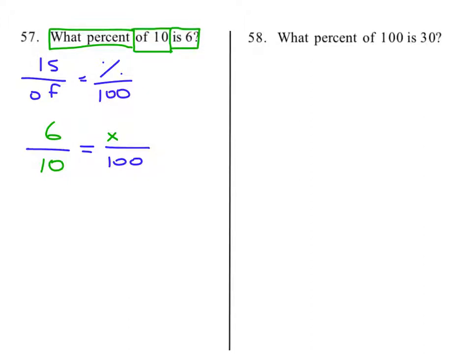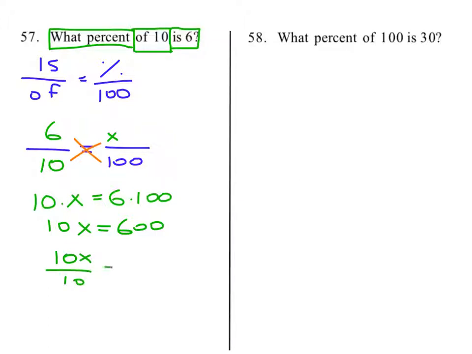And now we're going to multiply the diagonals, like I've taught you, and we get 10 times x equals 6 times 100, or 10x equals 600, and then dividing by the coefficient. We get x is equal to 60. So what percent of 10 is 6? 60%.